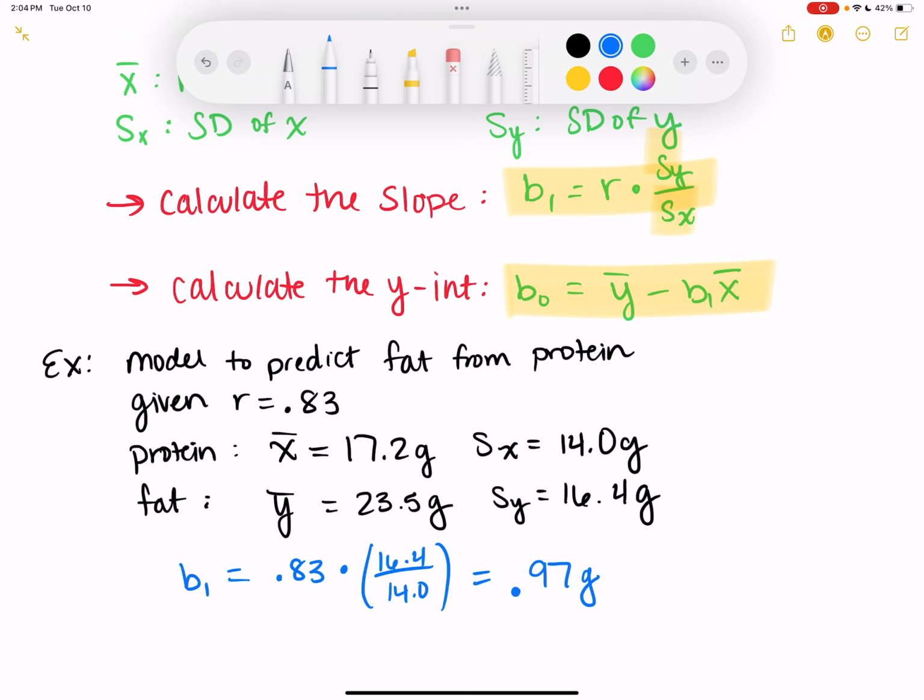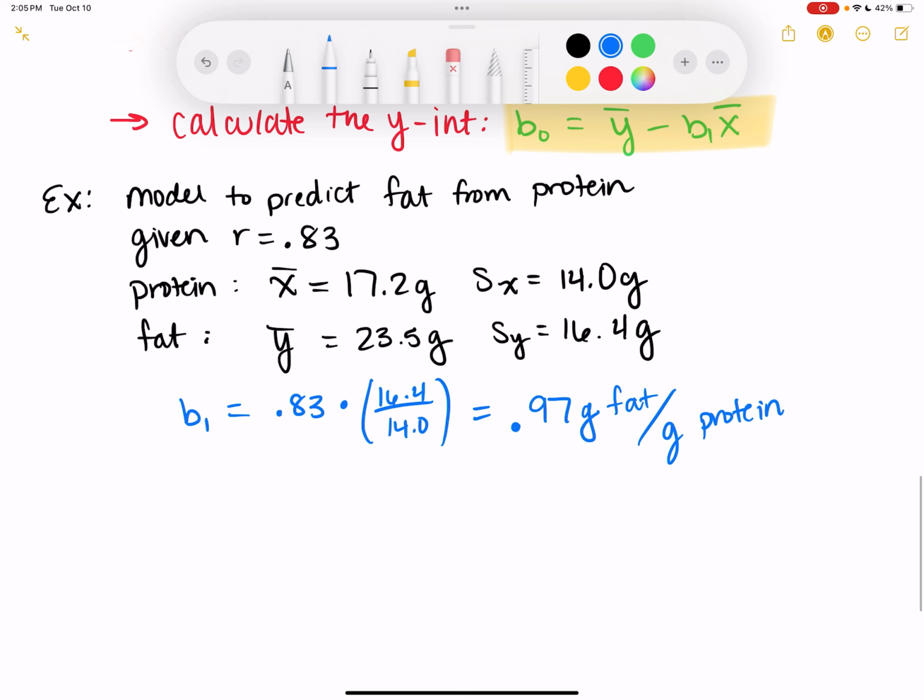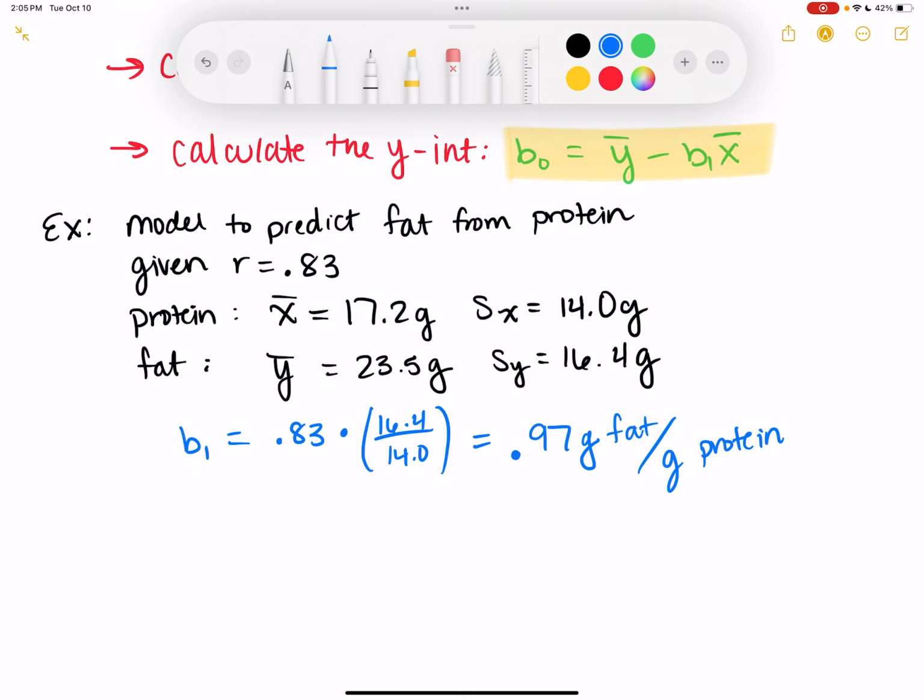All right, 0.97 grams of fat per gram of protein. I think we're killing patients. All right, now what? Now we solve for the y-intercept. B sub 0 is equal to y bar, 23.5, minus B1, 0.97, times x bar, 17.2, which is 6.8 grams of fat.